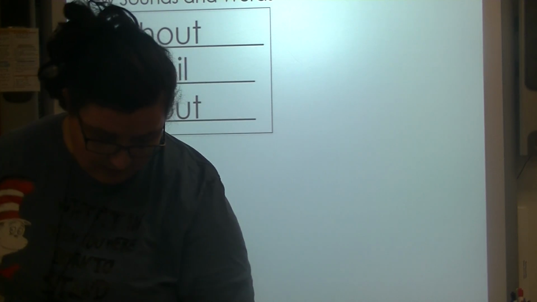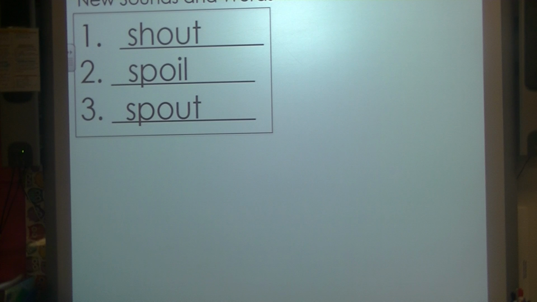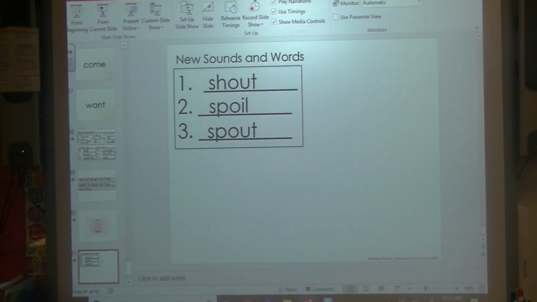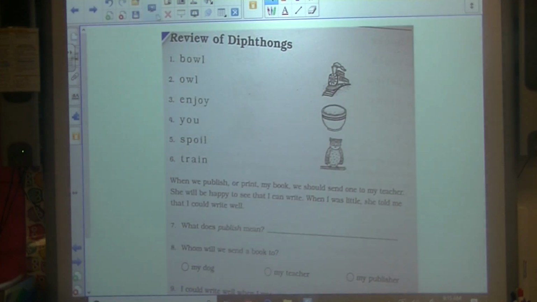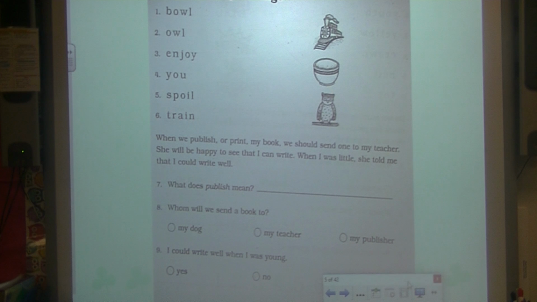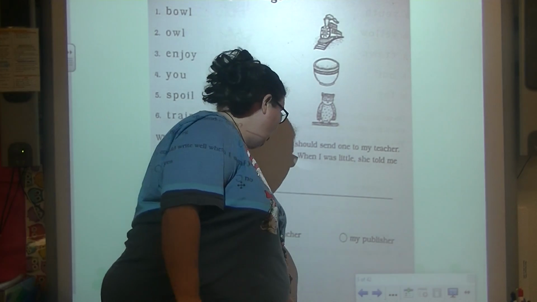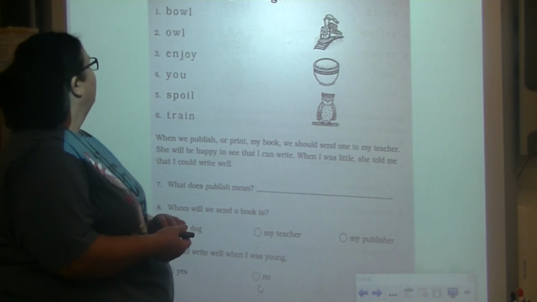Let me get mine pulled up. While you're getting there, some review. How do I code a sneaky E word? Macron over the vowel. Cross out my sneaky E. What do I do for a final stable syllable? Put a bracket around my final stable syllable. Accent on the first syllable. How do I code digraphs? Underline them. How do I code diphthongs? An arc. Very good.